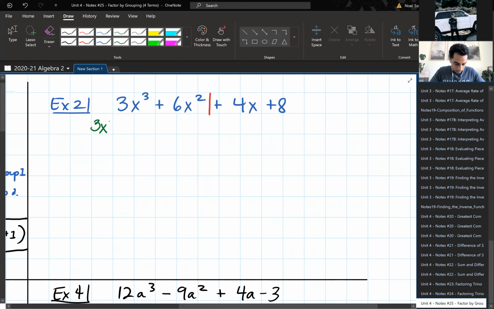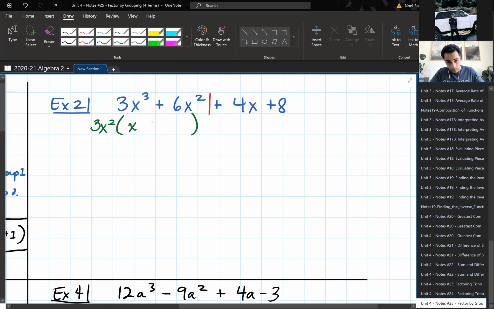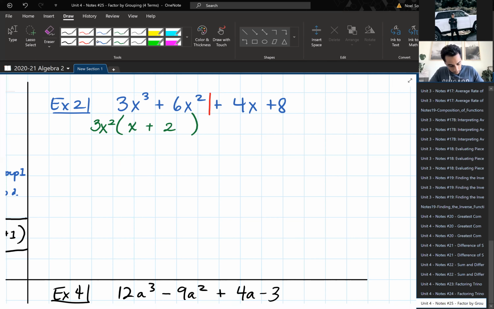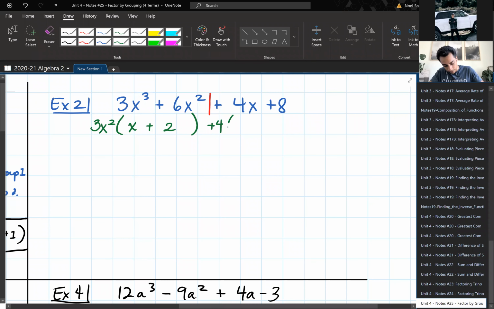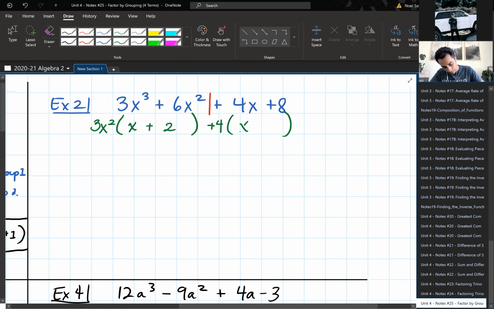Yeah, 3x squared. Good. So if we factor out 3x squared, what are we left with inside of the parentheses? X and positive 2. That's correct. Okay. So now let's go over to the other side. What is the GCF of the second 2 terms? Yeah, 4, right? It's a positive 4 that we can factor out. And what is left over inside those parentheses? X, right? We divide 4x by 4, we get x. Divide 8 by 4, we get positive 2.